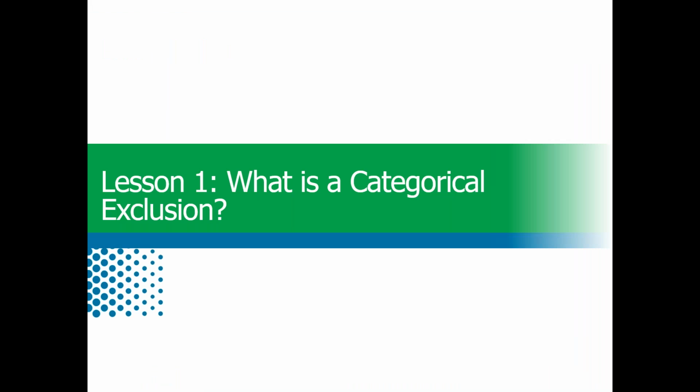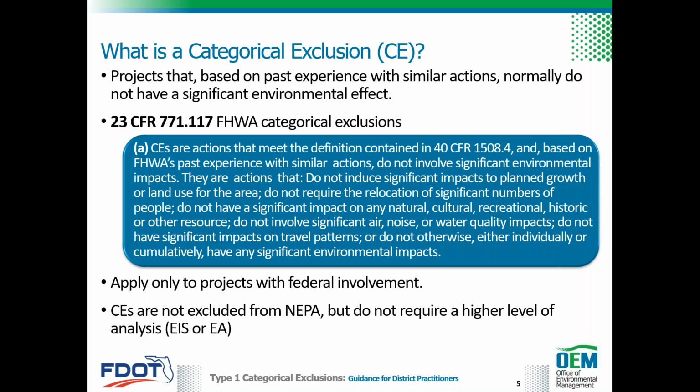First, let's go over categorical exclusions in general. The National Environmental Policy Act, or NEPA, allows for certain types of Federal Highway Administration projects to be categorically excluded from a higher level of environmental review if the project meets certain conditions. Now, they're not excluded from NEPA, but they do not require a higher level of analysis that would be required for other NEPA documents, such as an environmental assessment or an environmental impact statement.